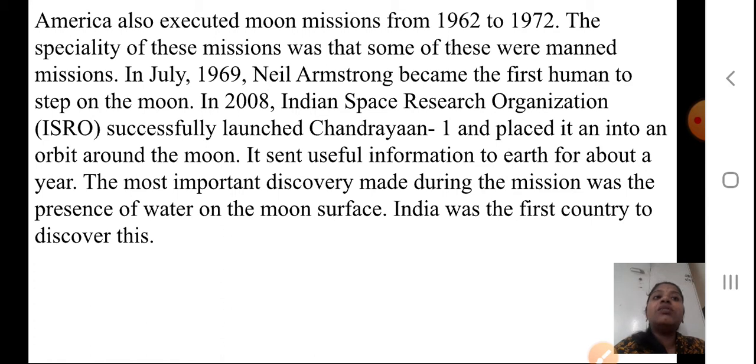In 2008, Indian Space Research Organization, that is ISRO, successfully launched Chandrayaan-1 and placed it into an orbit around the moon. It sent useful information to Earth for about a year. The most important discovery made during the mission was the presence of water on the moon's surface, okay. India was the first country to discover this. So India is the first country that discovered, with the help of the satellite, that there is a presence of water on the moon's surface, okay students.